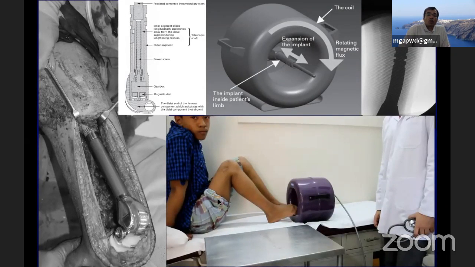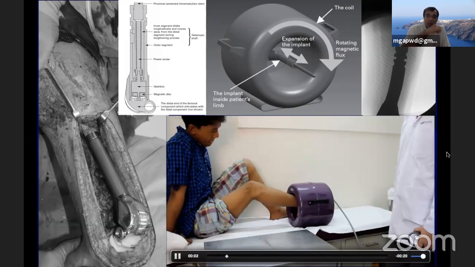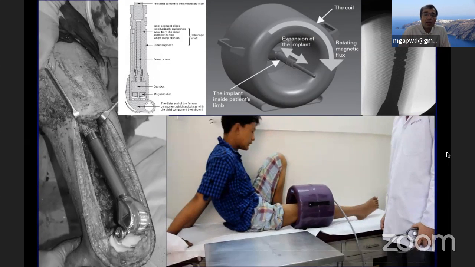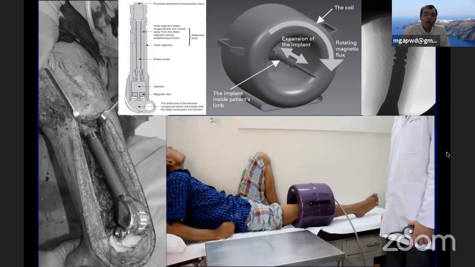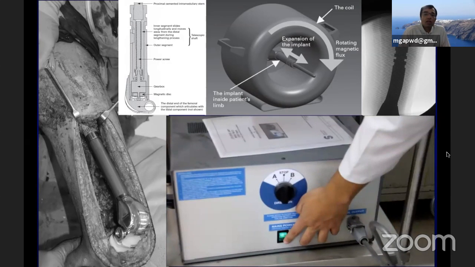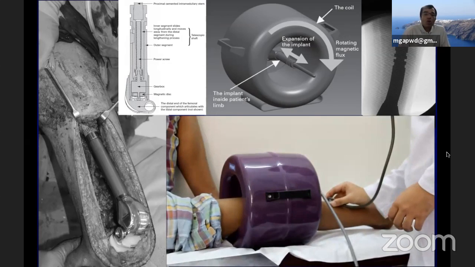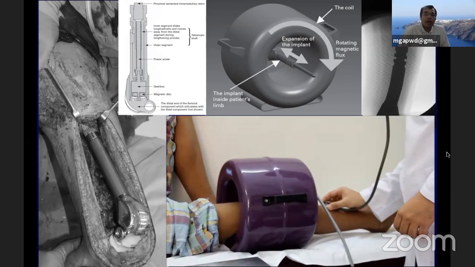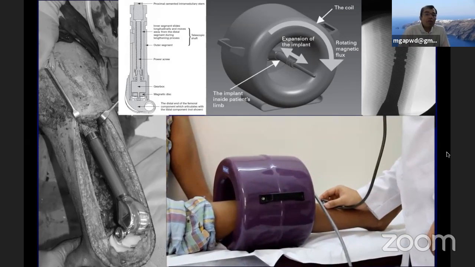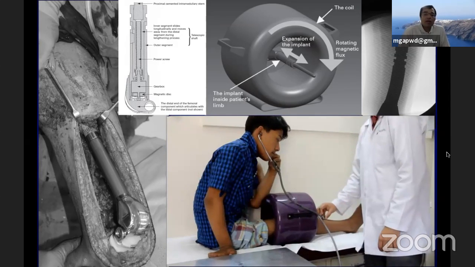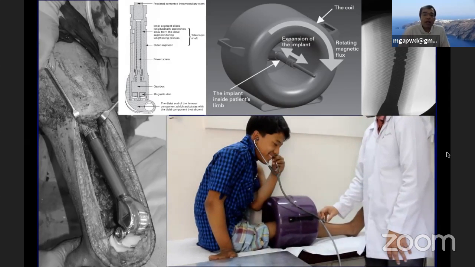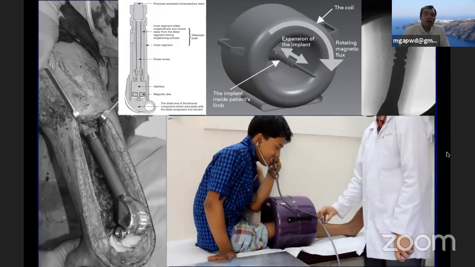So I'm going to show you this video where you can see the patient comes to the OPD, puts his leg into this copper coil, and then you switch on the current. And once the current is switched on, you can hear the gear running. And what we were doing manually with a screwdriver is now done automatically with this magnetic field. You can hear the gear system running. And for every 4 minutes in this magnetic field, you get 1 millimeter of expansion.